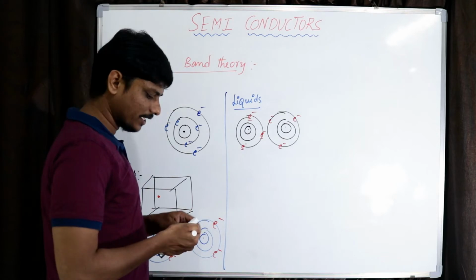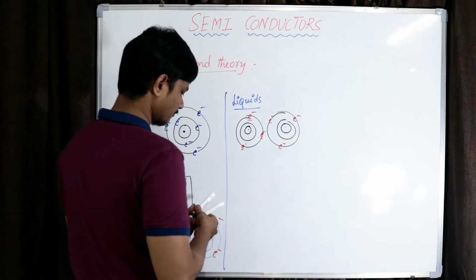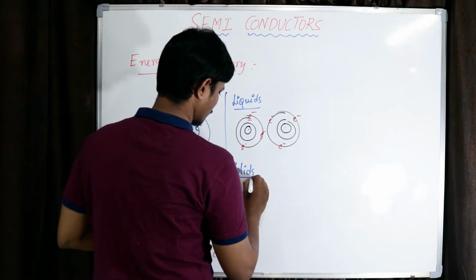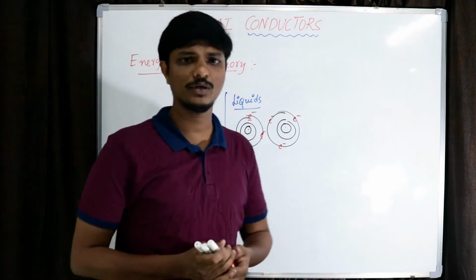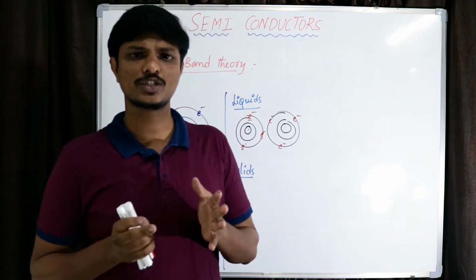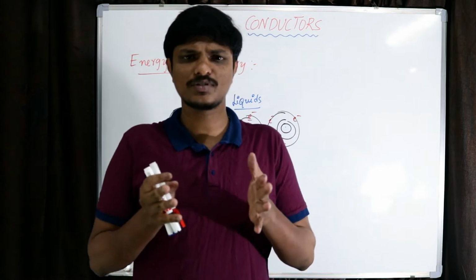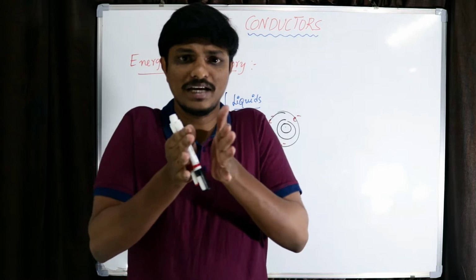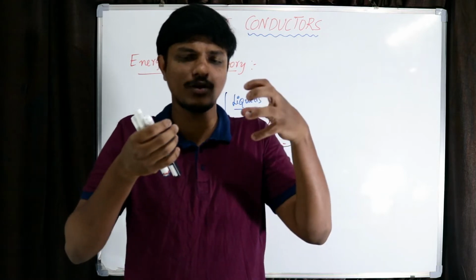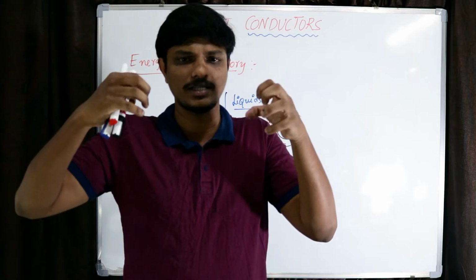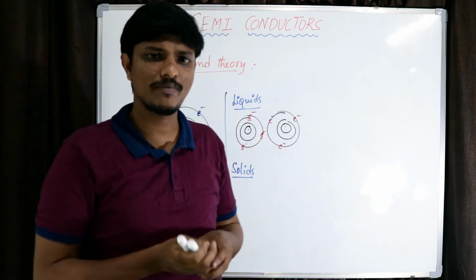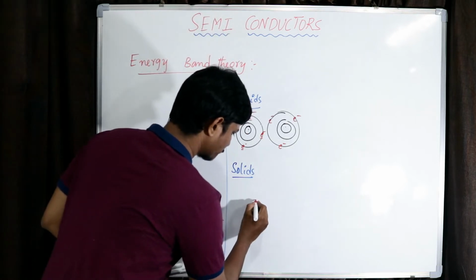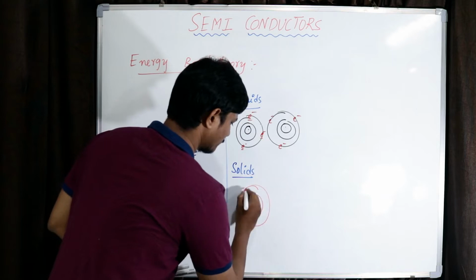Let us apply the same theory to solids. When it comes to solids, we know that the interatomic space is really small. Atoms are very tightly packed to each other. Therefore, 2 atoms will be merged, right? So the outer layer of one atom and the outer layer of the other atom will be merged with each other. In such a way, atoms are arranged in solids. So what happens? Let me draw.